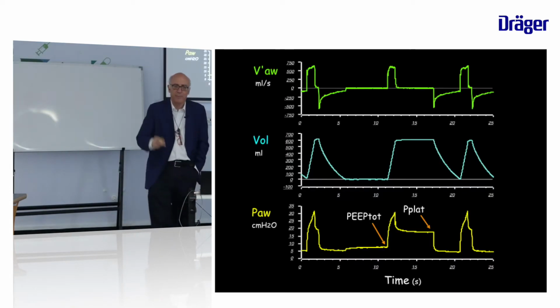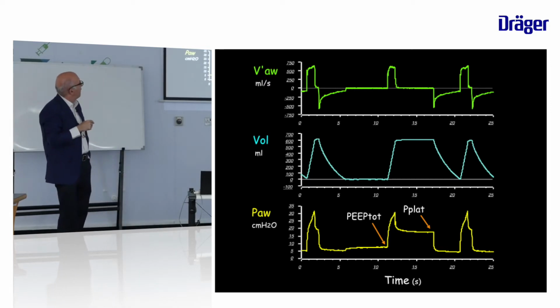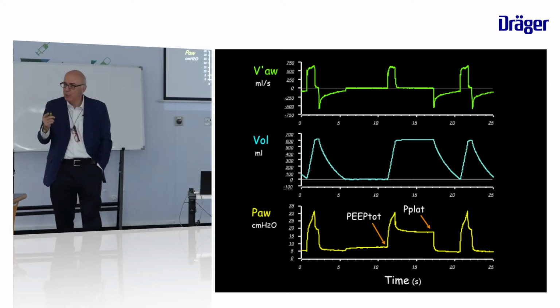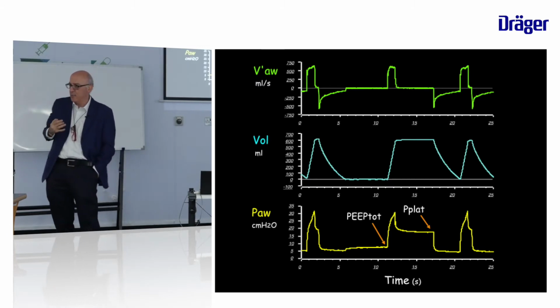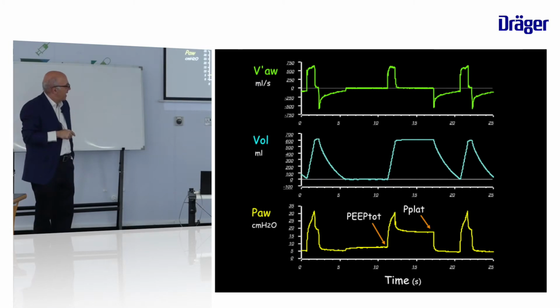Just a few notes about mechanics. So this is a typical curve with the flow, with the volume, and with the airways pressure. You see here that what is important is that at the end of inspiration, you have to occlude the airways, and this is an issue. In some ventilators you can, in others you cannot. Or you have to increase the inspiratory time in order to reach the plateau pressure of the respiratory system.